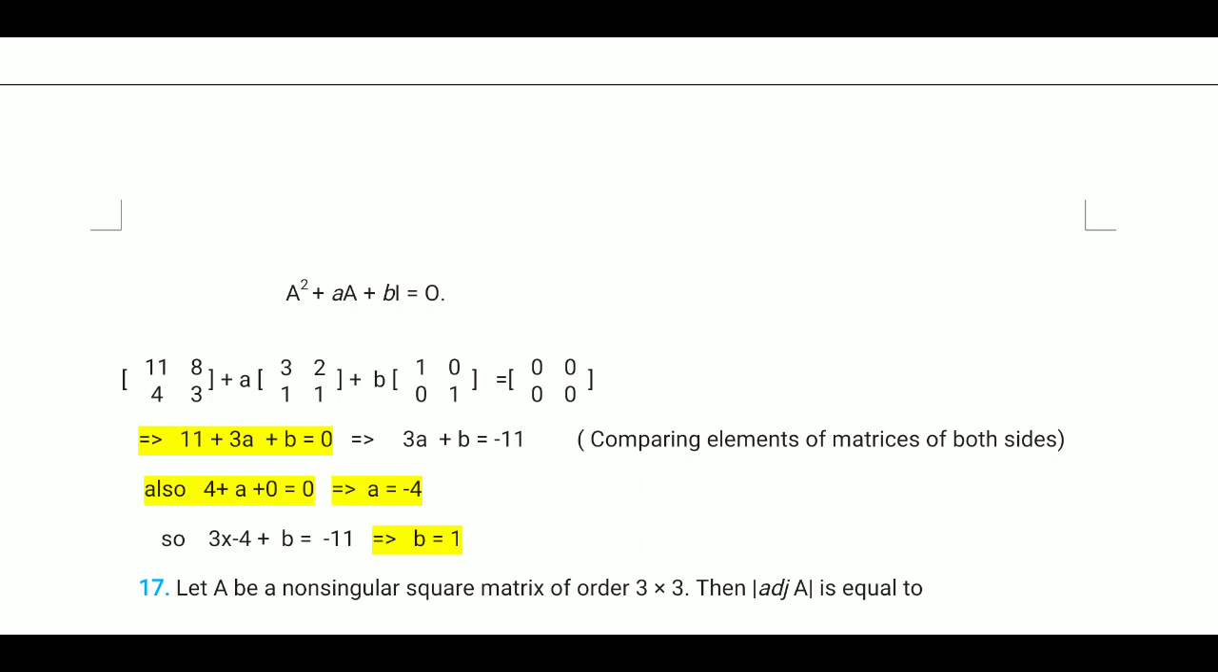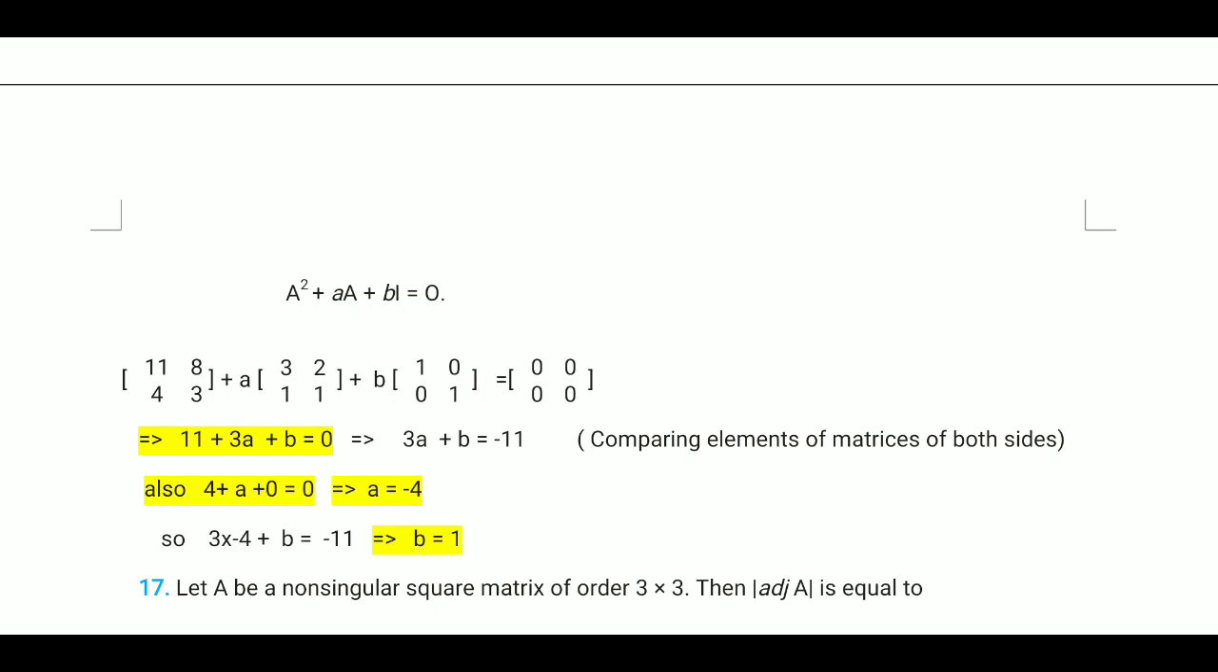So now comparing the elements of matrices from both sides, we get 11 plus 3A plus B is equal to 0, which gives 3A plus B is equal to minus 11. Also, the element of second row first column: 4 plus A plus B into 0, that is 0, is equal to 0.